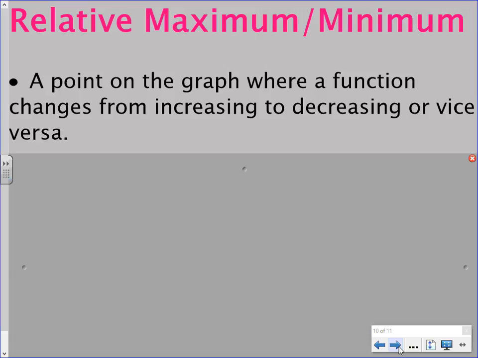A relative minimum and maximum is basically where our function is switching directions. If we switch from increasing to decreasing or decreasing to increasing, we're creating either a minimum or a maximum. So I'm going to let you paraphrase anything you want to write down, and then we're going to look at the graph from before, and I'll show you what that looks like.